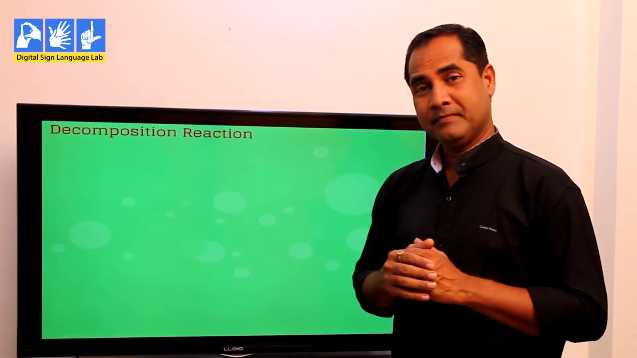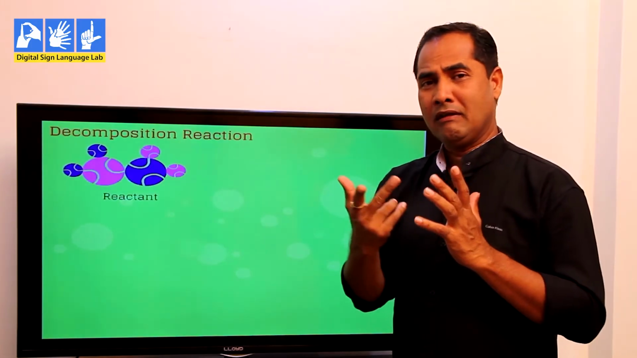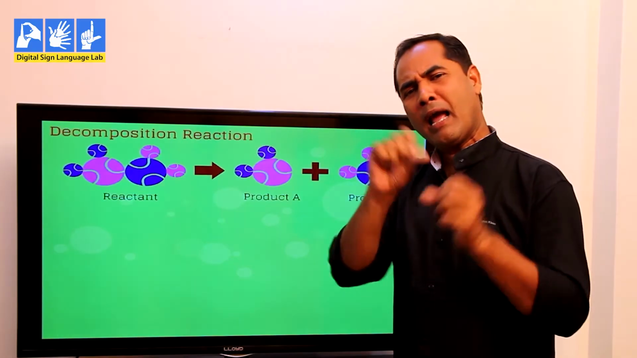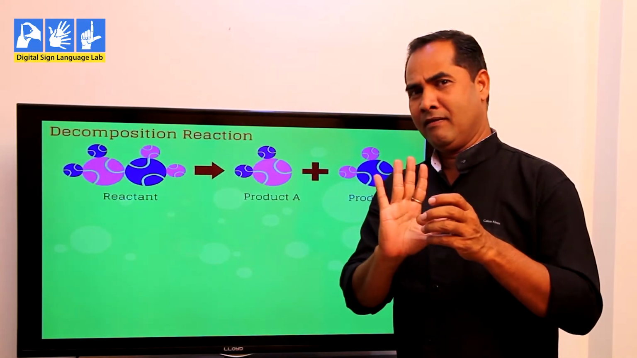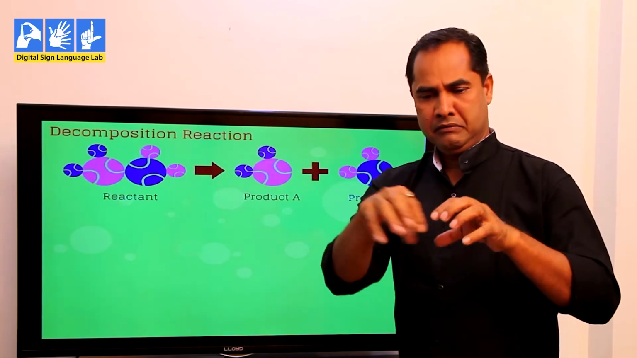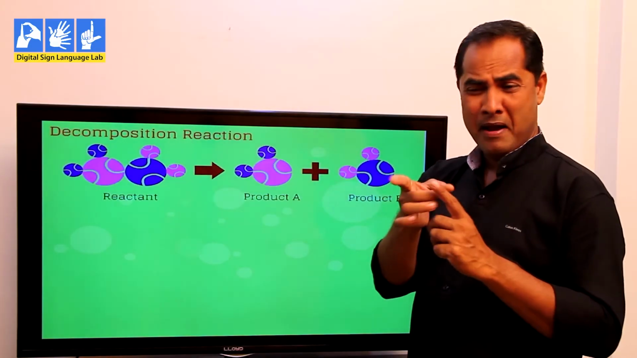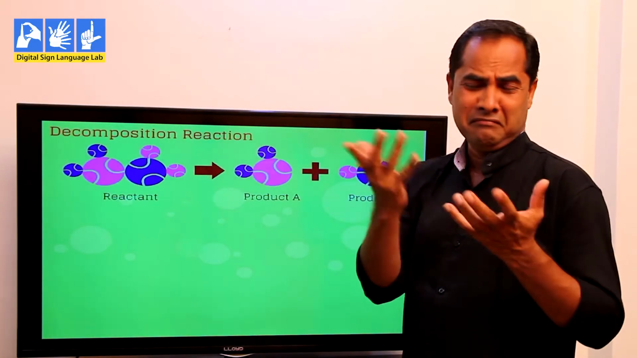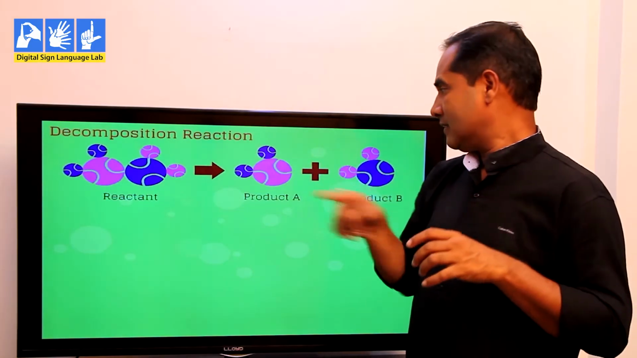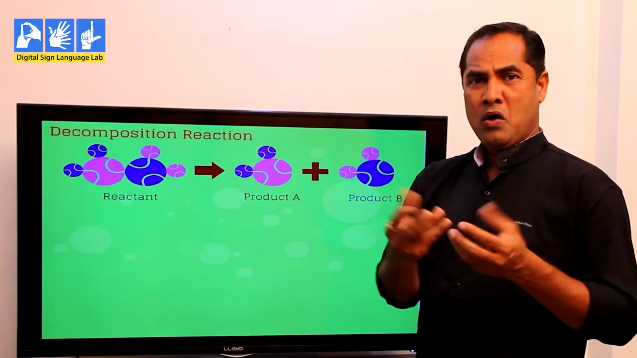Next, we would learn about decomposition reaction. What does it mean? That we have one reactant and, after applying heat, it breaks down into 2 or more products. So it could be metal or gas or liquid, and it breaks down into 2 or more products.